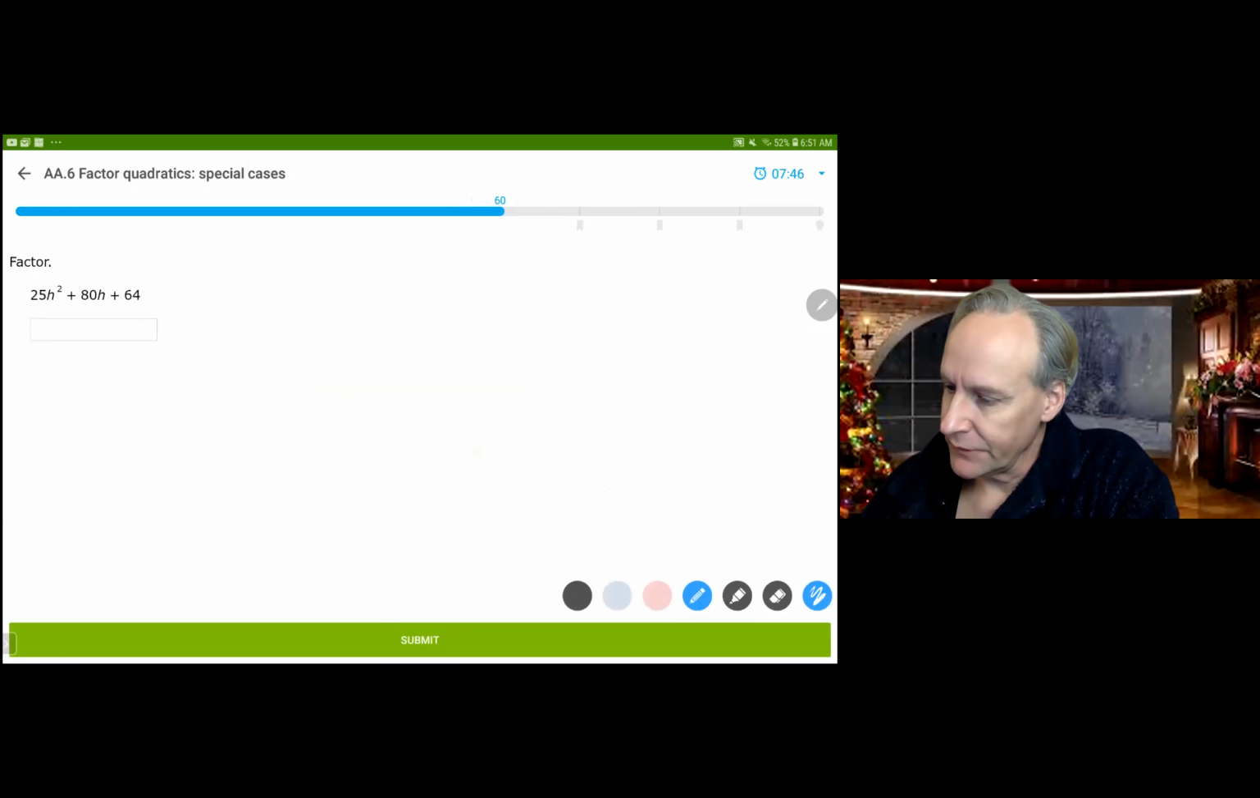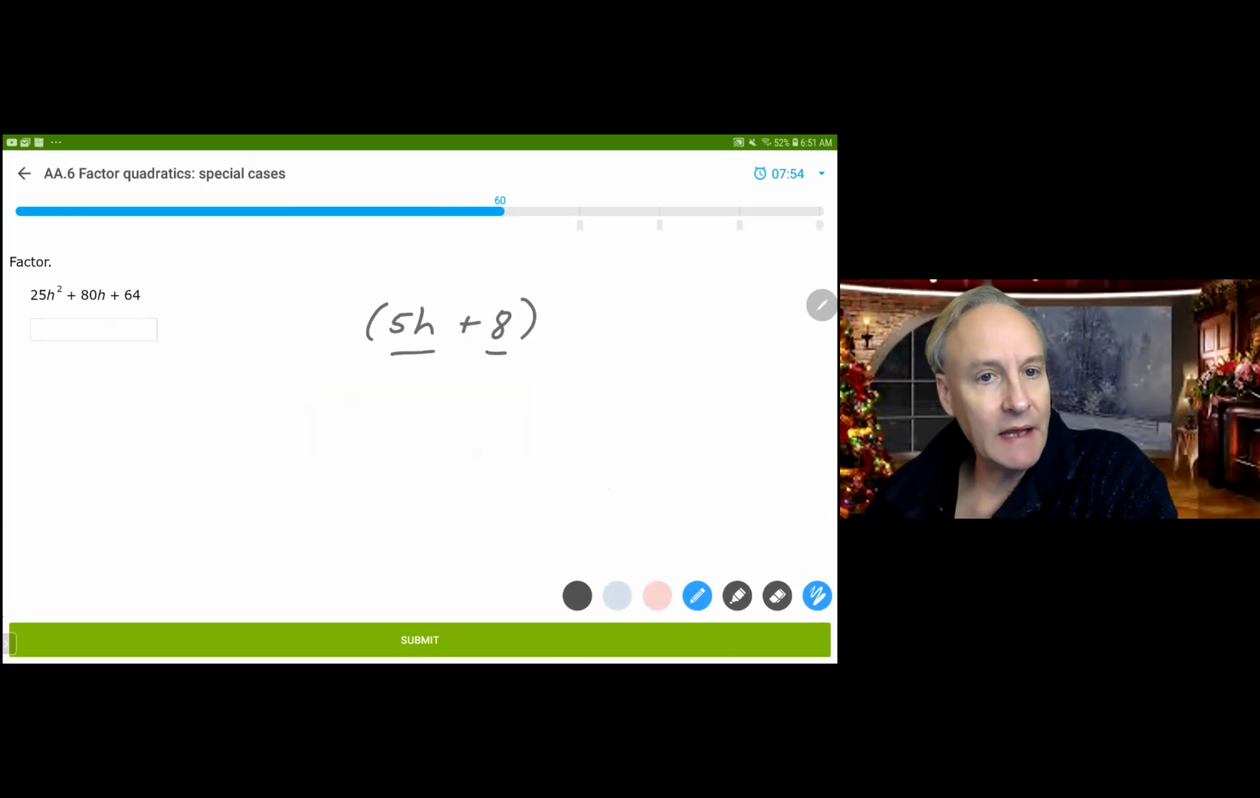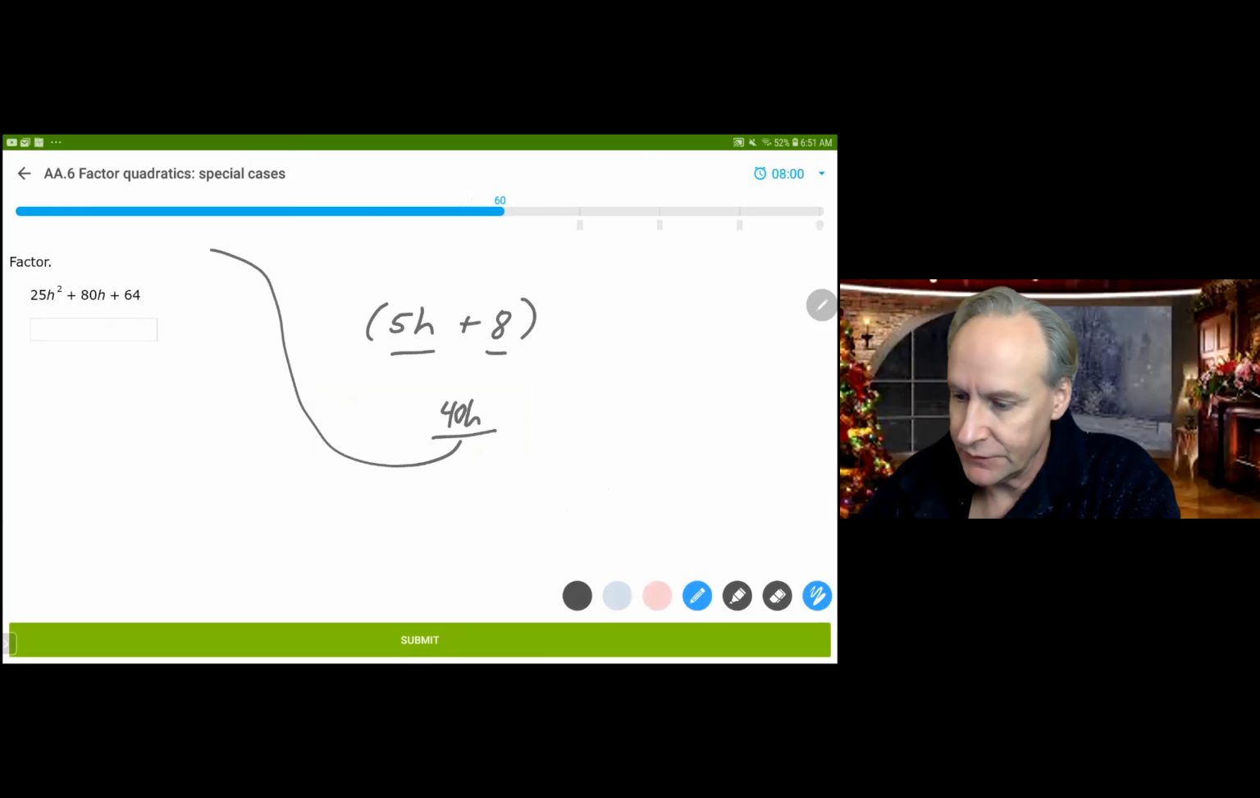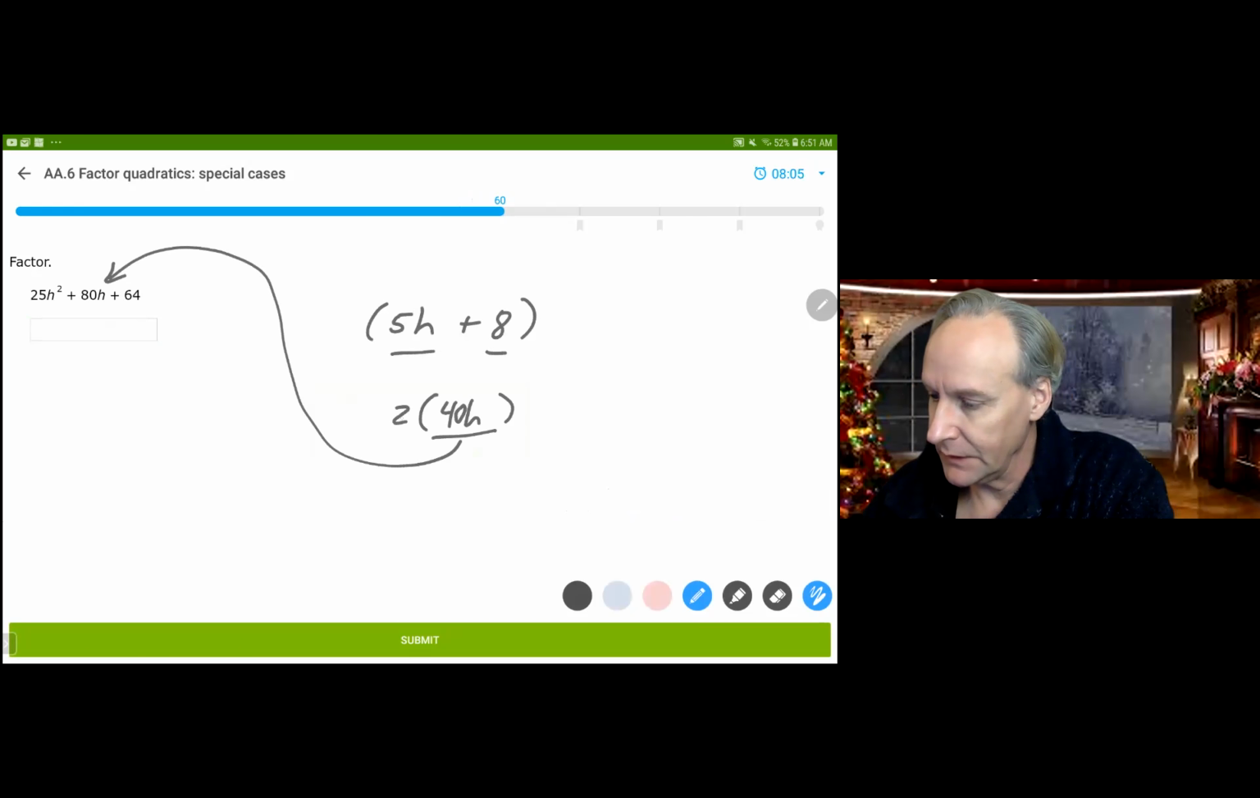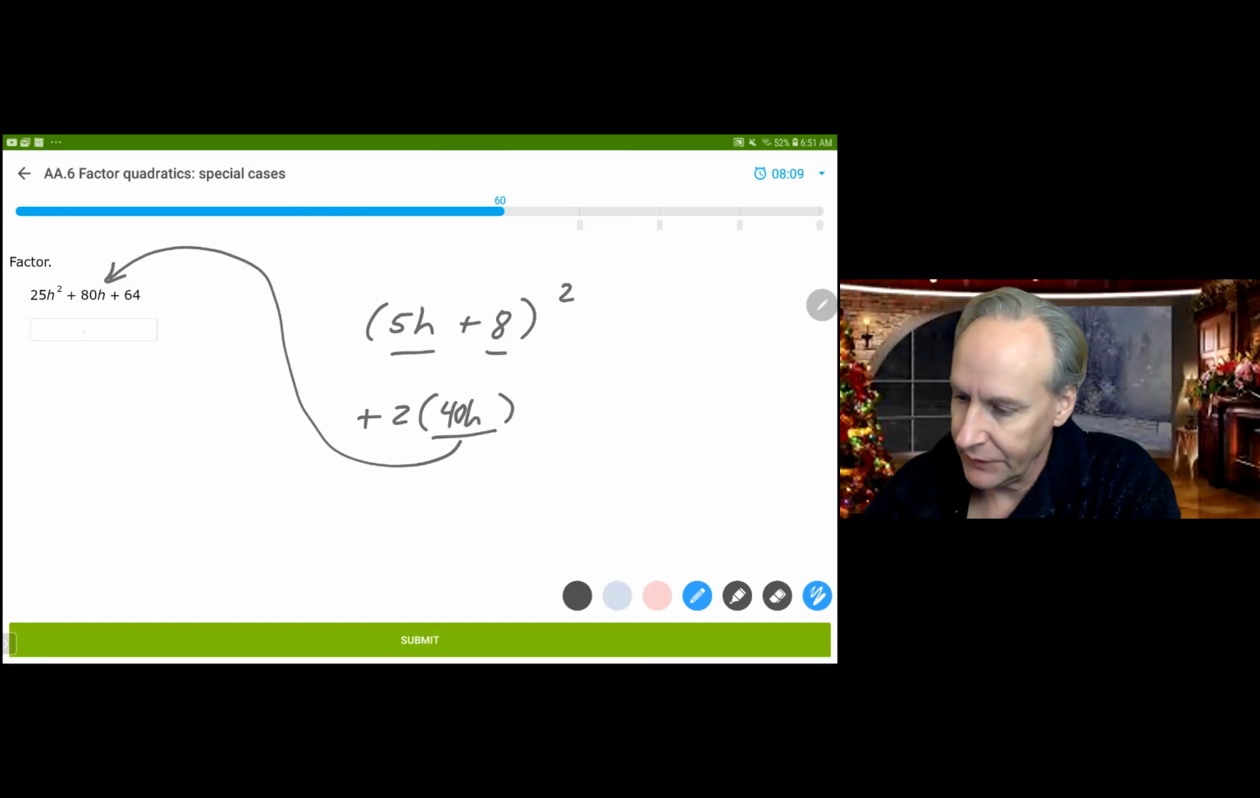Is it a perfect square trinomial? Probably. 5h, 8. It's always good to check. Multiply them and double it. That's 40h. Is it 40? Doubled is, sure enough, our 80h. Remember that the middle term is always double the product. So yeah, it's 5h plus 8 squared.